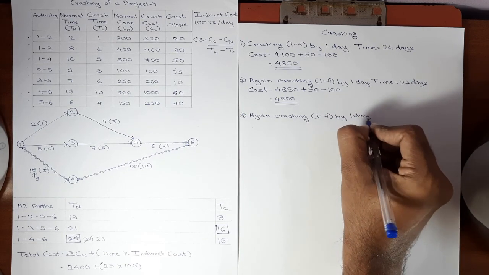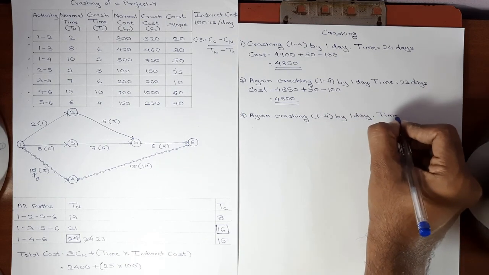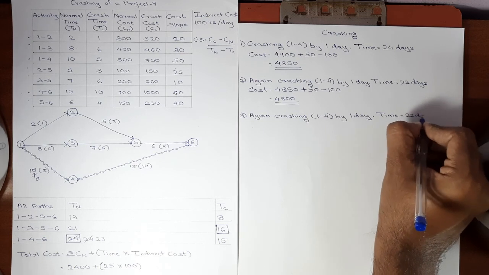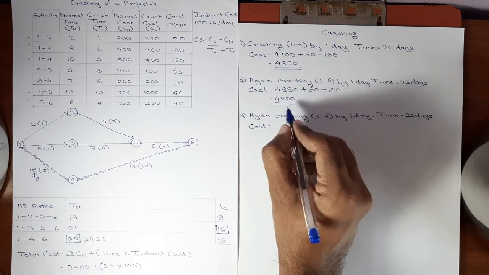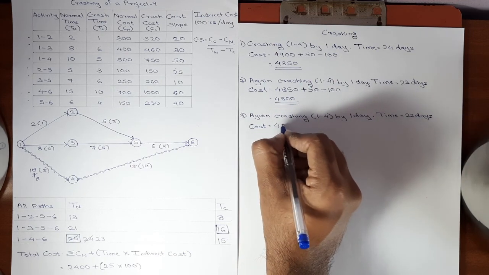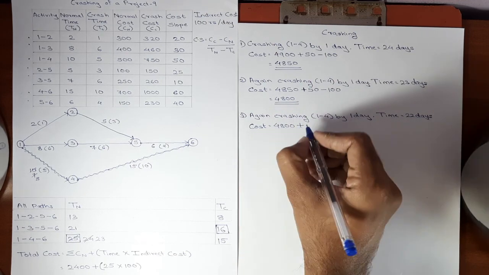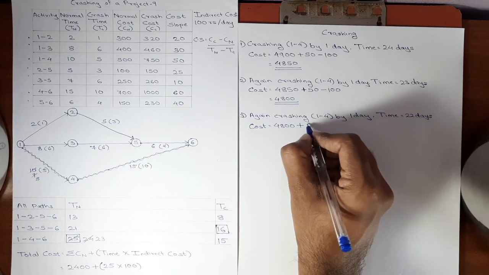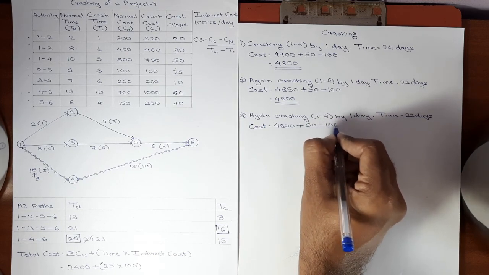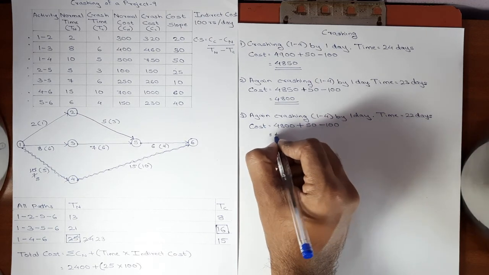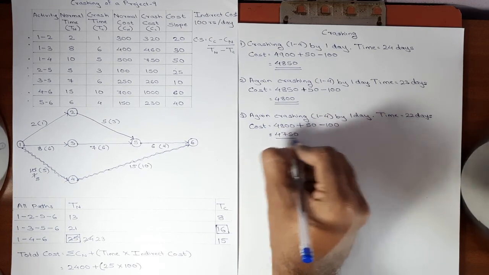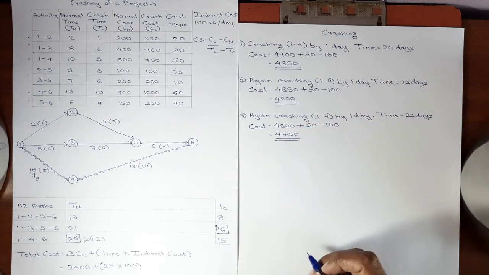Now the total time will be 22 days, and the corresponding cost, the total cost, will now be 4,800. Okay, 4,800 plus cost slope of 1, 4 is 50, minus indirect cost of 1 day, which is 100. Here we get the answer as 4,750. Again the cost is reduced by 50 rupees.